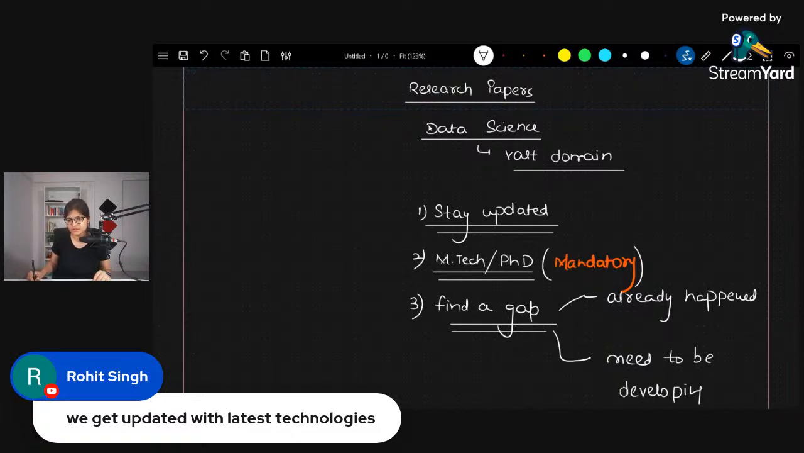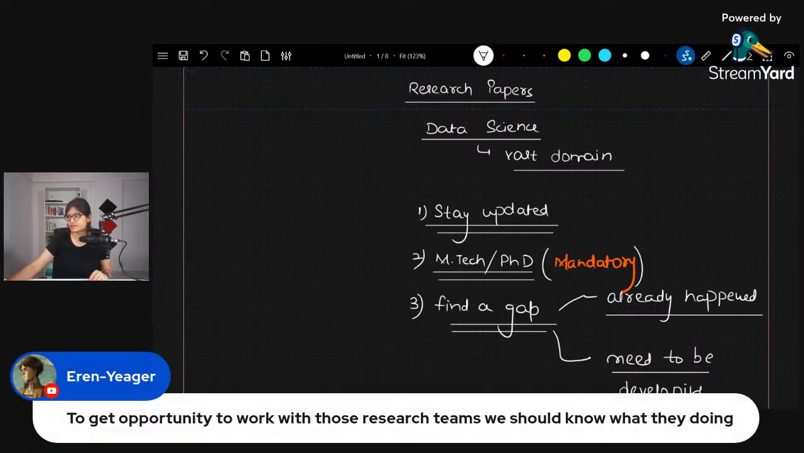Now, what is a good website to read research papers? Anyone? Any idea? Yes, that's very true. To get the opportunity to work with those research teams, we should know what they are doing. Exactly. That's why it's very important.